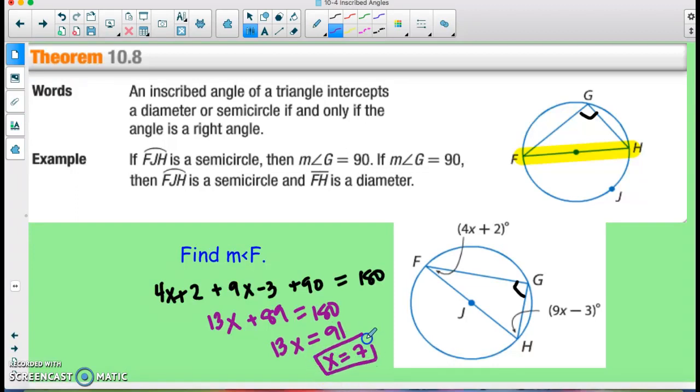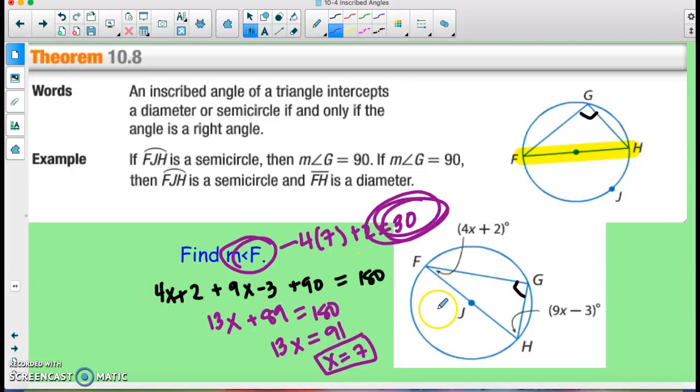And when x equals 7, we still have to find this. Almost forgot. So 4 times 7 plus 2, that's going to be 28 plus 2. That's going to be 30. Angle F is going to be 30. So that would be our answer.